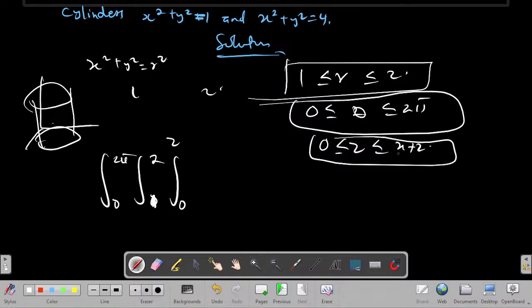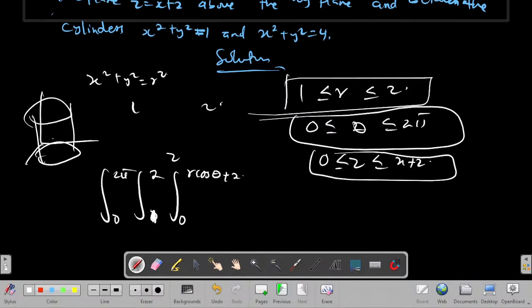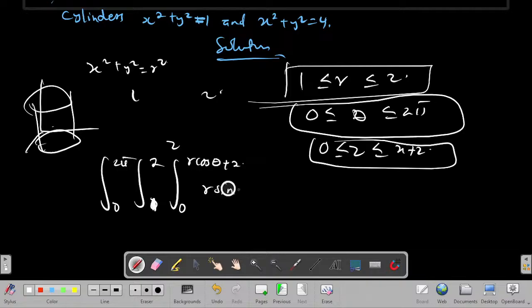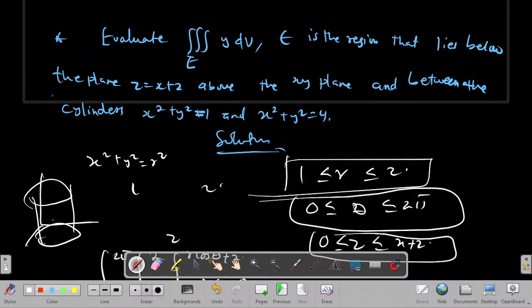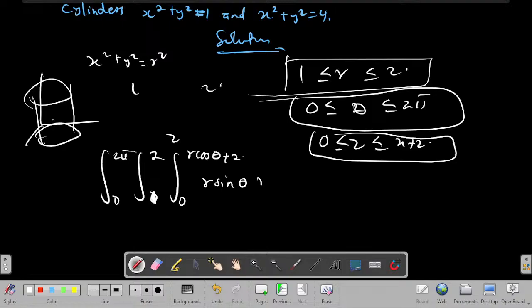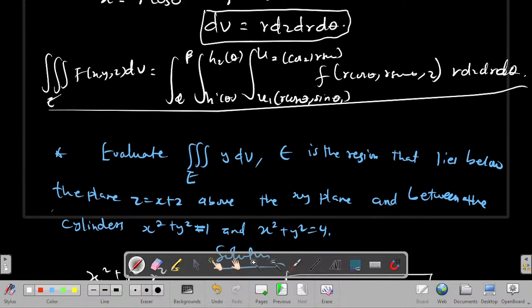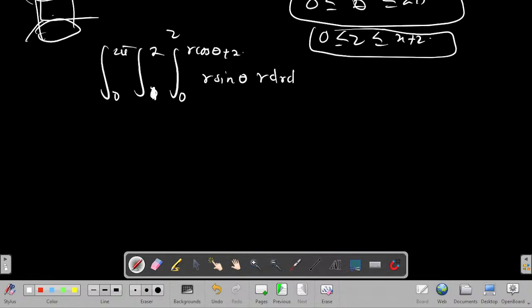So please, our x plus 2 will change. When you are doing a triple integral in cylindrical coordinates, x becomes r cos theta, then plus 2. Then our function was y, and you know y is r sine theta. Then remember, the dV will be r dr d theta. Oh no, let me go back. It's r dz dr d theta.